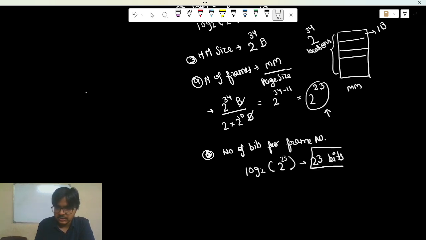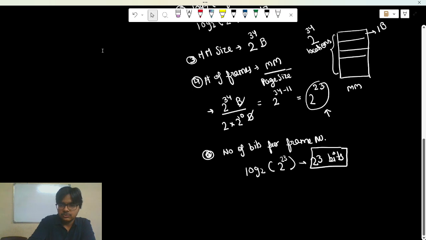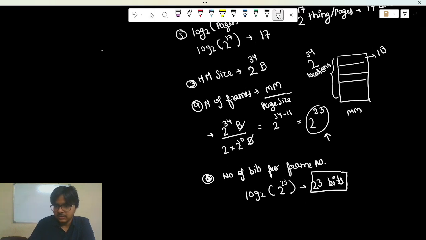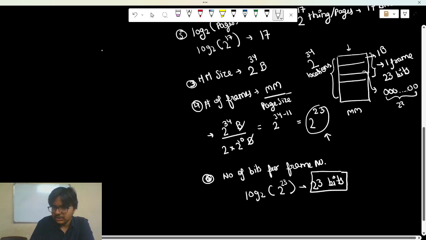Okay, so you can see to represent a frame. So this is your main memory, and let's suppose this is one frame. To represent one frame, how many bits would you need? 23 bits. For example, frame 0 will have 0 0 0 repeated 23 times.